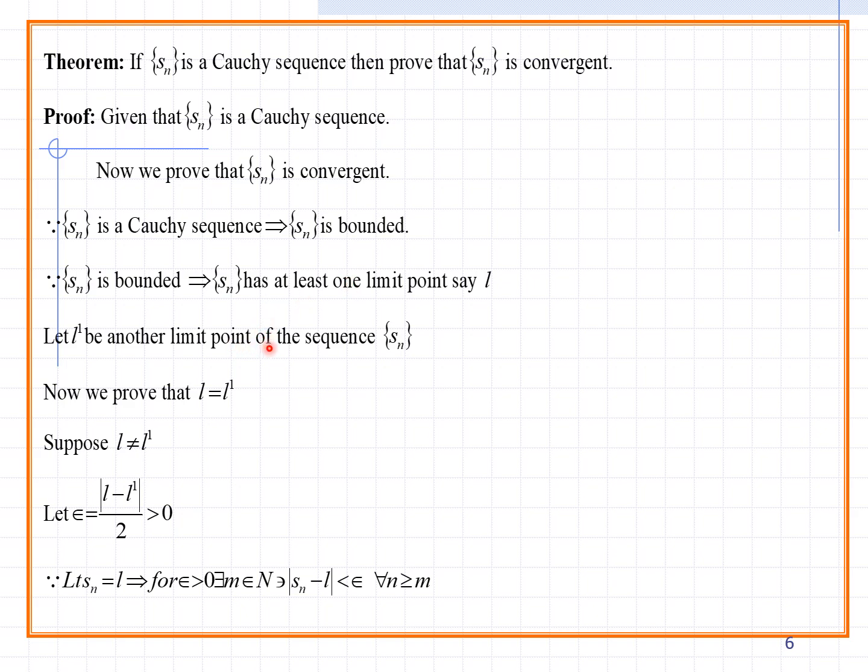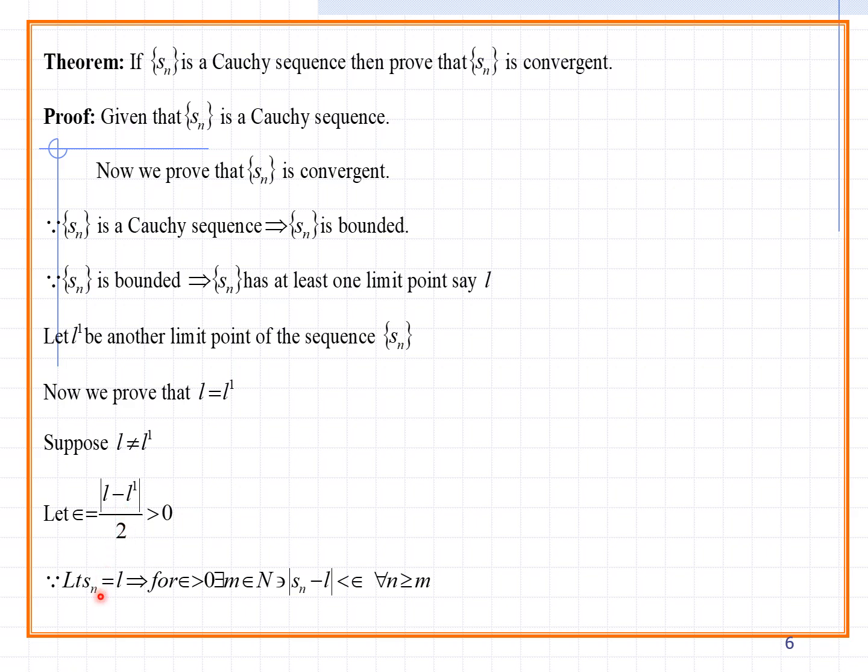Let L dash be another limit point of the sequence Sn. Now we prove that L equals L dash. If both are the same, automatically a single limit point exists. So suppose L not equal to L dash, and we derive a contradiction. This is already a proved related theorem. Let epsilon equal to, I can assume, modulus L minus L dash by 2. Its value is greater than 0.